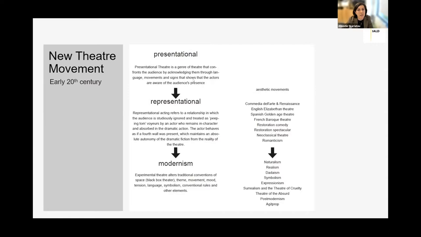The auditorium and the proscenium are one, and there is an interaction. There is no sense of something happening and the audience being an observer in the dark. Representational theater is a relationship in which the audience is ignored and they are the viewers. So basically the darkened auditorium moves a little bit towards the representational theater. And modernism is where the theater breaks the conventions of the space and creates a new reality.